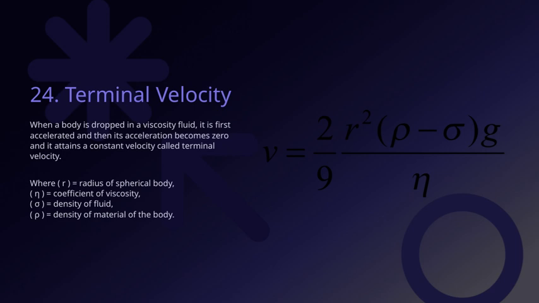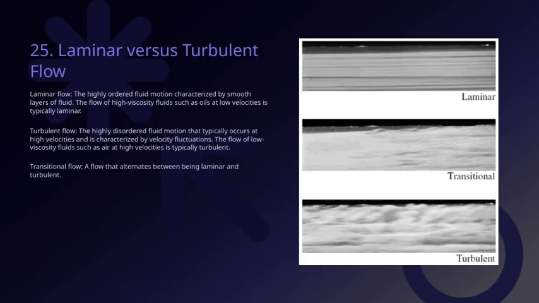The key factors influencing this are the radius of the spherical body, the viscosity of the fluid, as well as the densities of both the fluid and the material of the body. Understanding terminal velocity helps us predict how objects behave in different fluids, which is essential in many scientific and engineering applications. Now let's look at the concept of transitional flow.